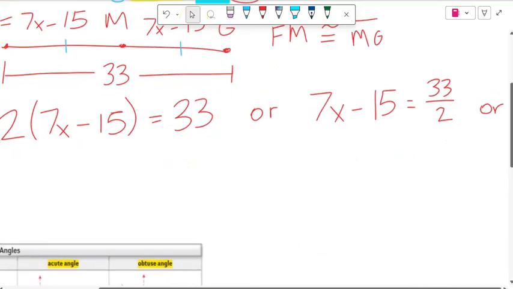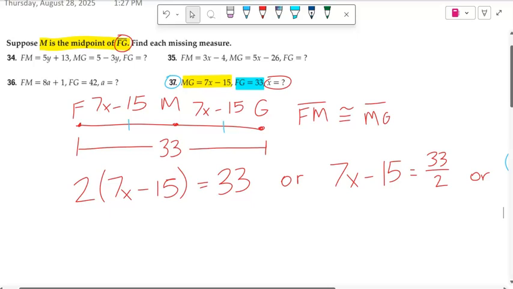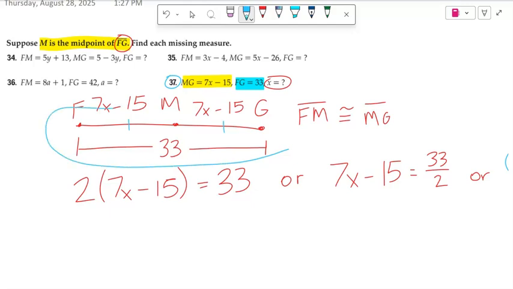Okay, let's do both just to verify. We're going to get the same answer for X, regardless of how you set this up. The reason I say 37 is the same as 35 is because it's the same drawing with a different application, meaning we're just given different parts of the segment. But as long as you can set up this drawing where FM is congruent to MG, you should be able to do all 4 of these problems, even if we were doing 34 and 36. Does that idea make sense to you guys?